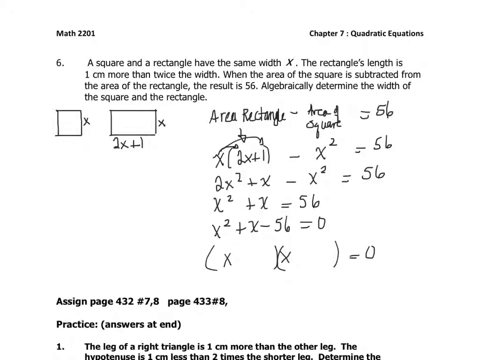That would be two numbers that multiply to give you negative 56 and add to give you positive 1, would be plus 8 and minus 7, which gives you the two solutions of x is negative 8 or x is 7. And again, because x in this case refers to a length or width, negatives don't make sense. So x would have to be 7. And it would be centimeters. And the question is determine the width of the square and the rectangle, which is what we set x to be, so that's our answer.